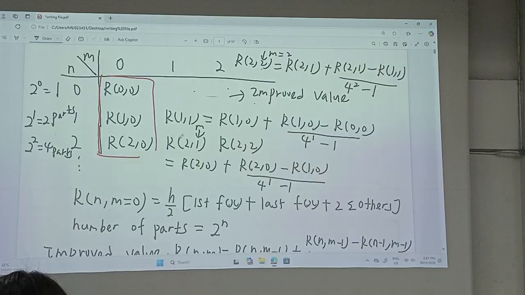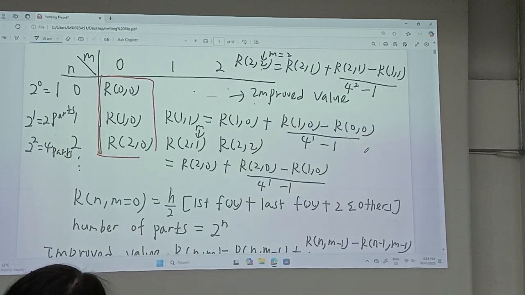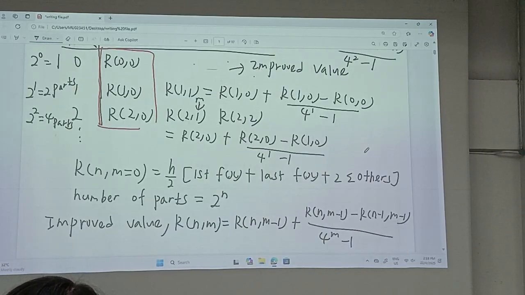So to be clear, let's go into one example.